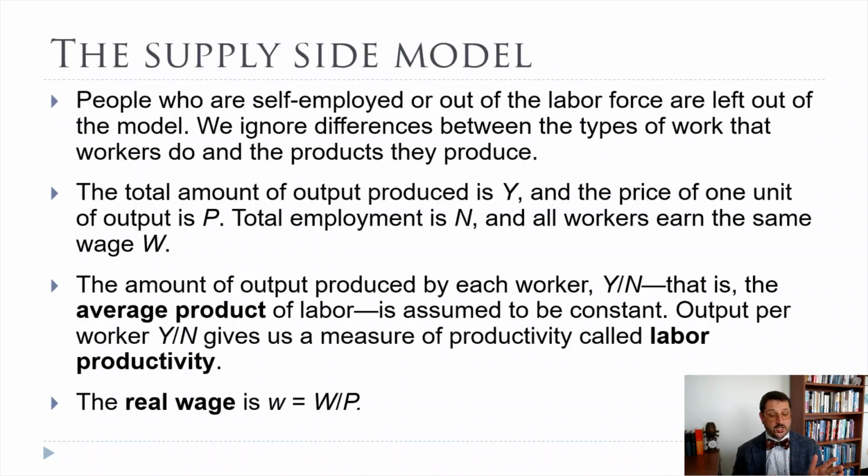Now, what we talked about before is that W is being measured in dollars. And so what workers should really care about is how much stuff those dollars can buy. So what we're going to focus on is the real wage, which we'll call lowercase w. The real wage is just W in dollars divided by the price level, which is P. So the real wage is the nominal wage divided by the price level. And that's one of the things that we're going to care about here.